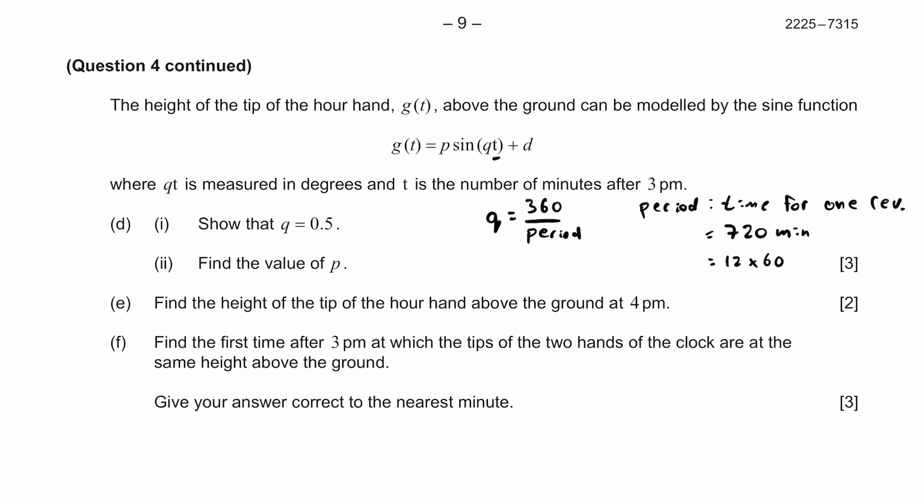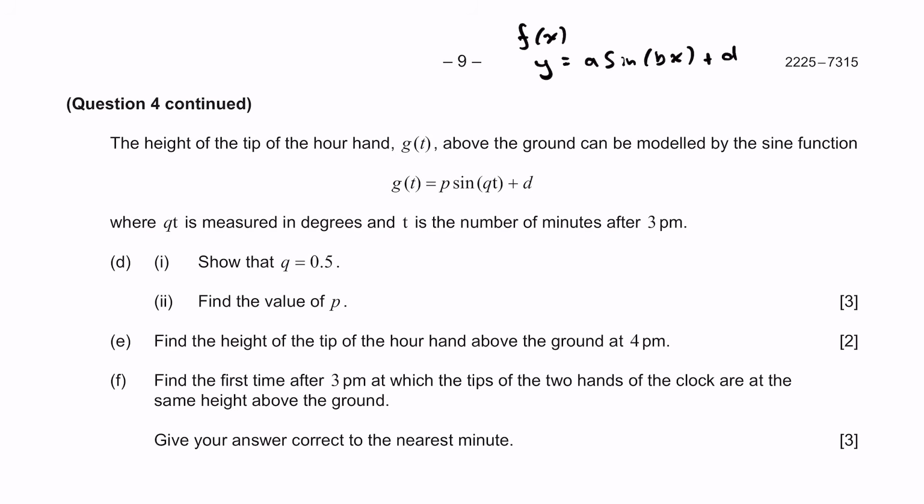Okay, so it looks like we're pretty good here. We're well set up. Q is equal to 360 divided by period. 360 divided by 720 is equal to 1/2, or 0.5, which is what we've shown right here. So in terms of process, I'd imagine they would expect you to write 360 over 720 is equal to 0.5, potentially even this formula. Okay, part 2 of question D.